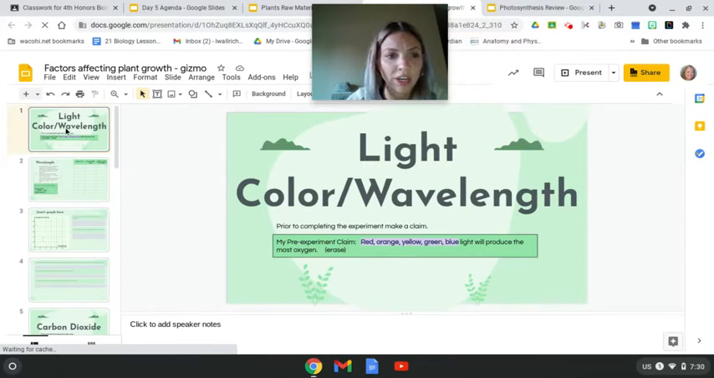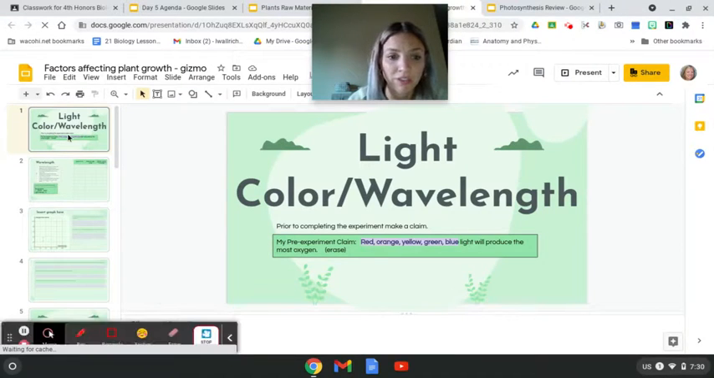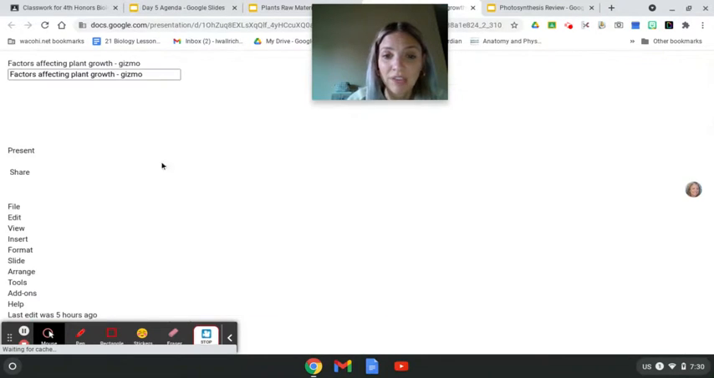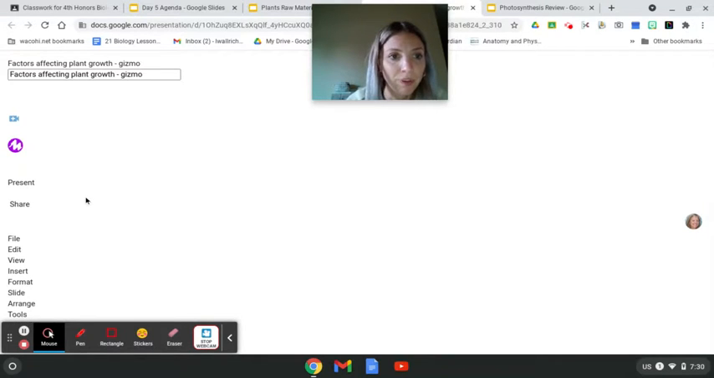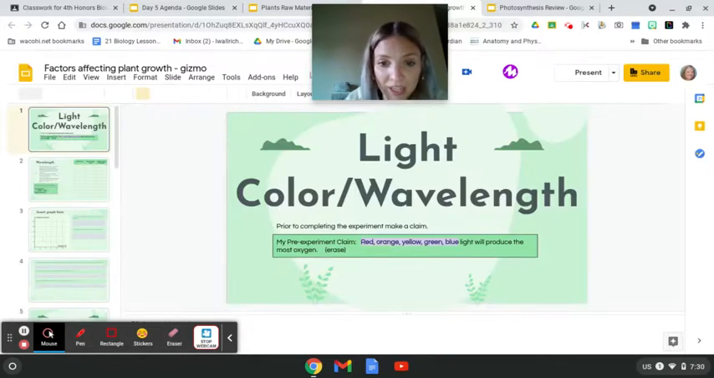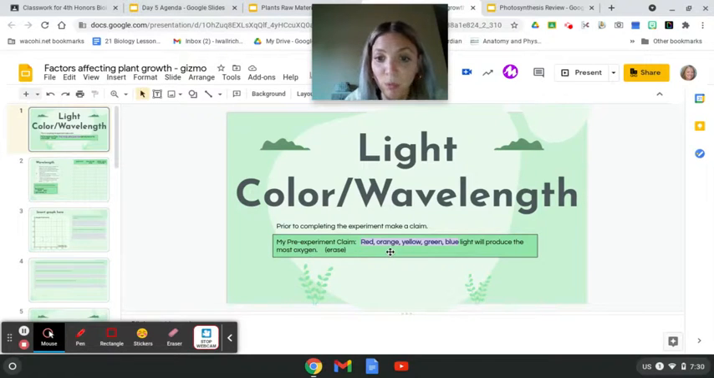So what you're going to do here is there's 4 different variables. You can see they are denoted by the topic slide. So the first variable you're going to look at is the color or the wavelength of light. So what you do first, on that first slide right here, is the pre-experiment claim: what color of light, red, orange, yellow, green, blue, will produce the most oxygen? So erase all the ones you think won't, just a prediction.